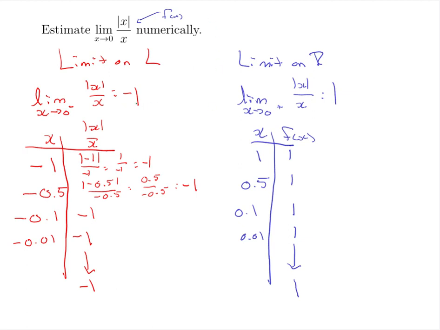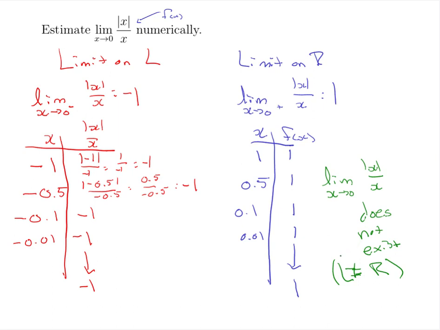Since the limit on the left and the limit on the right don't equal each other, we'll say that the limit as x approaches 0 of the absolute value of x over x does not exist, since the left and the right don't match up. If they did, then that's what we'd say our limit would be.